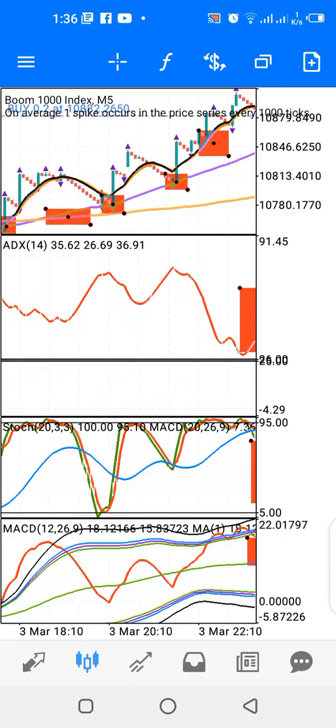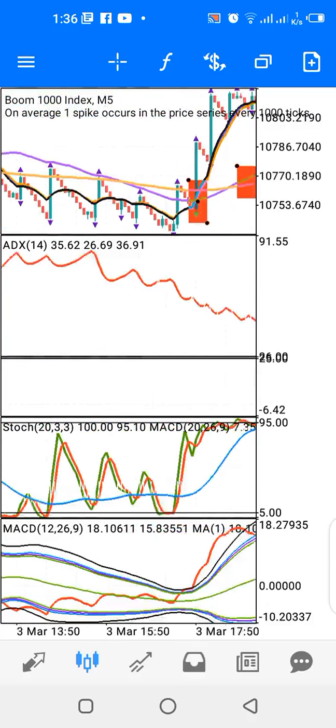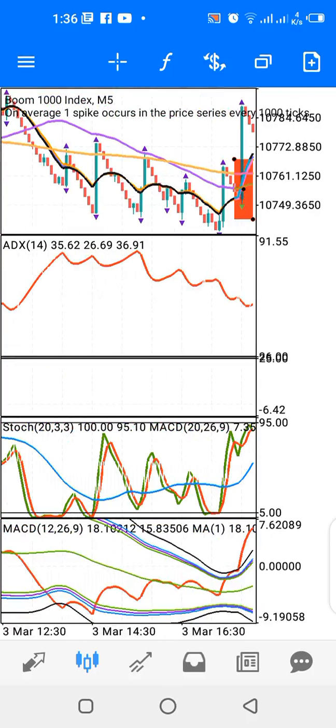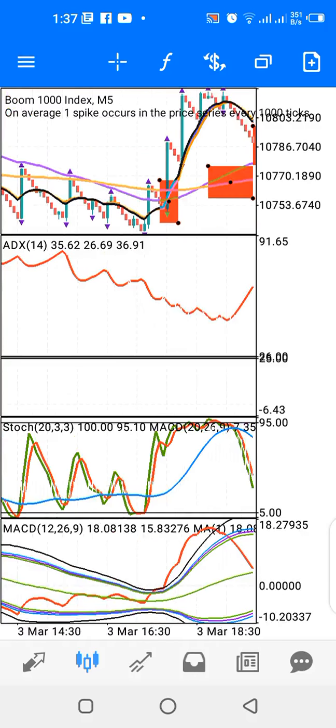So in as much as I have a test and spike, test, spike, I can confidently enter a buy trade. Same thing goes for a sell trade. When we have price crossing down, I can sell. But it's not advisable to sell Boom 1000 because the spike can drag you into loss. Because you cannot afford to have a losing trade when you are trading against the spike. So it's better to trade in line with the spike.